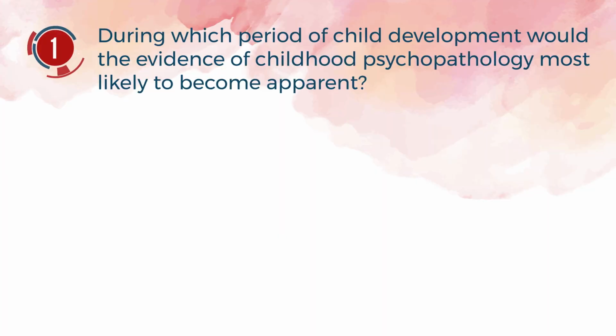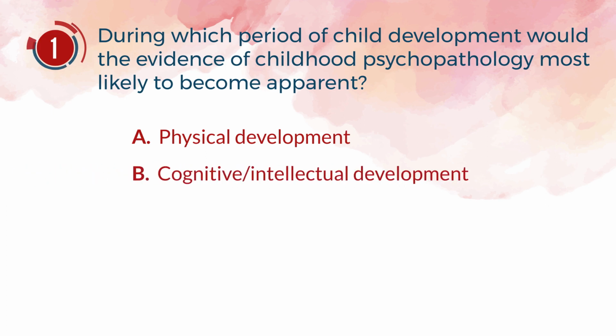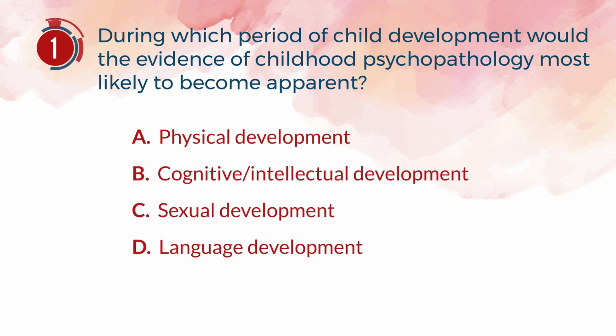Number 1. During which period of child development would the evidence of childhood psychopathology most likely become apparent? A. Physical development. B. Cognitive or intellectual development. C. Sexual development. D. Language development.